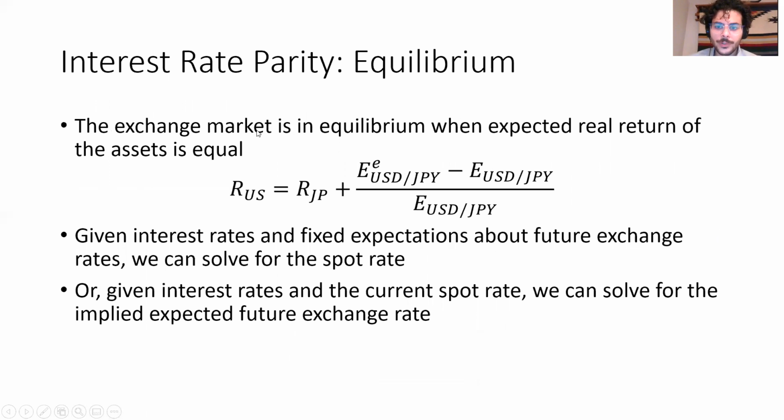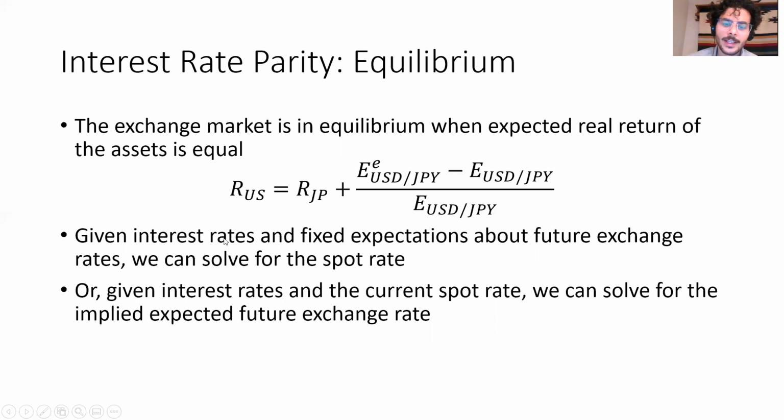So interest rate parity will hold when the expected real return of these two assets is equal. On the left-hand side, we have the nominal US interest rate. On the right-hand side, we have the nominal Japanese interest rate plus expected appreciation of the yen relative to the dollar. So in other words, given interest rates, so if we know RUS and RJP, and fixed expectations about the future exchange rate, the expected rate EE, we can solve for the spot rate. Or if we know interest rates and the current spot rate, we can solve for the implied expected future exchange rate. So these are two different economic problems.